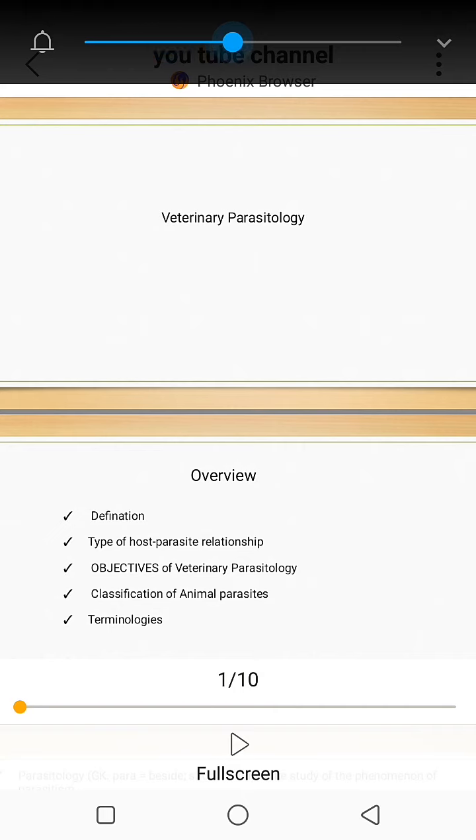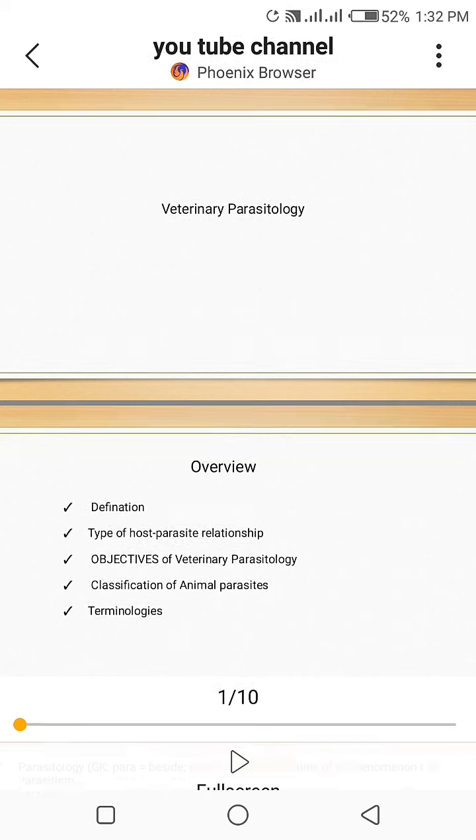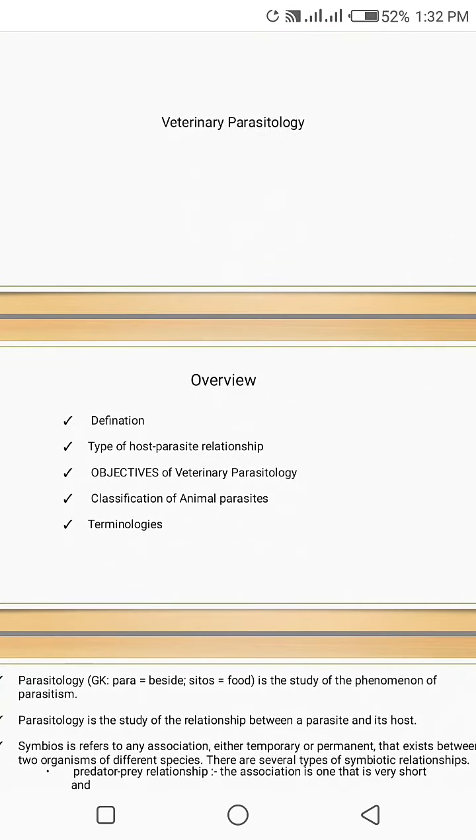Today we are going to discuss veterinary parasitology. The parts we are going to discuss today are the definition of parasitology, types of host and parasite relationship, objective of parasitology, why we study veterinary parasitology and what is the use, and also the classification of animal parasites, the parasites that affect animals. We are going to see their classification and some terminologies, words used in veterinary parasitology.